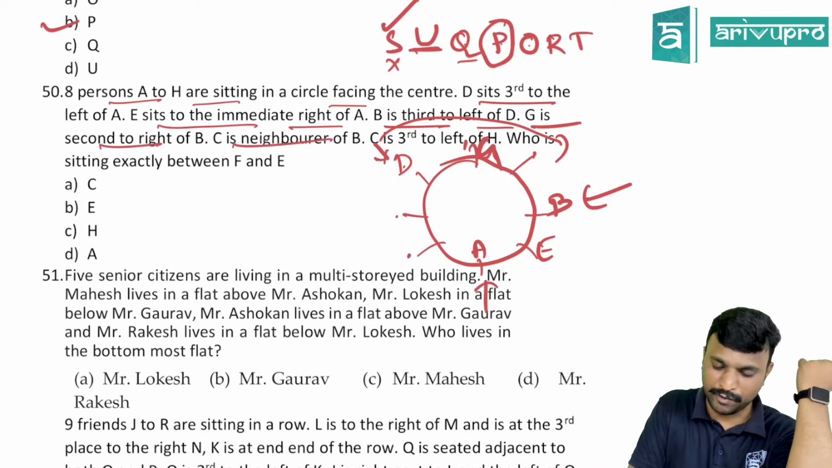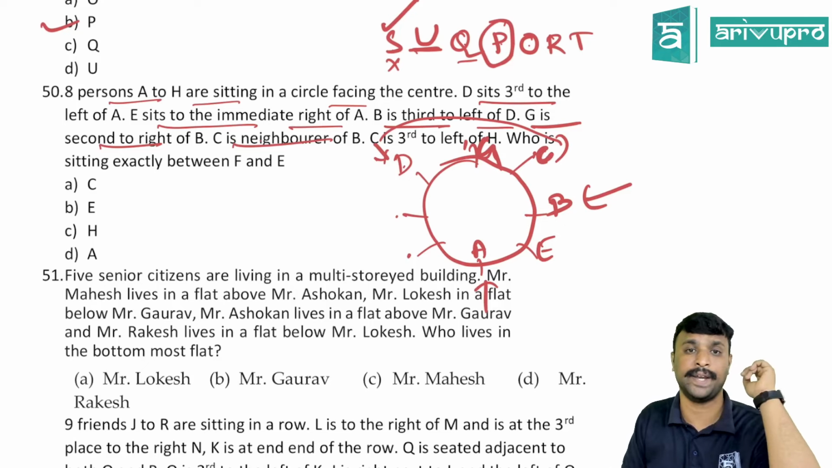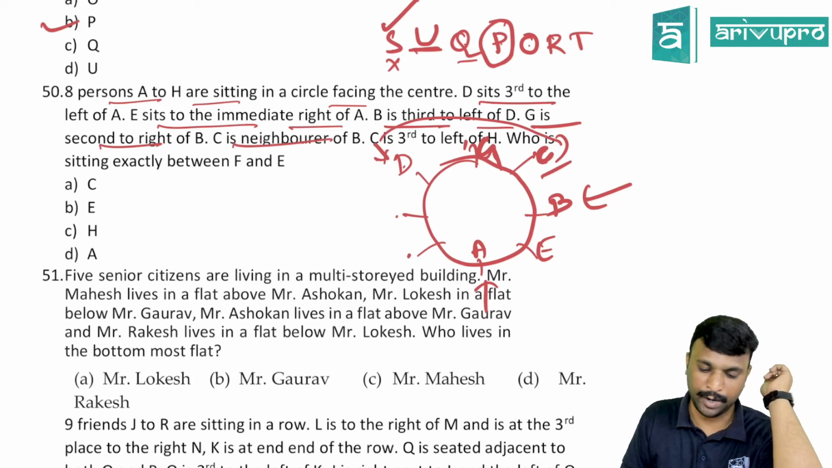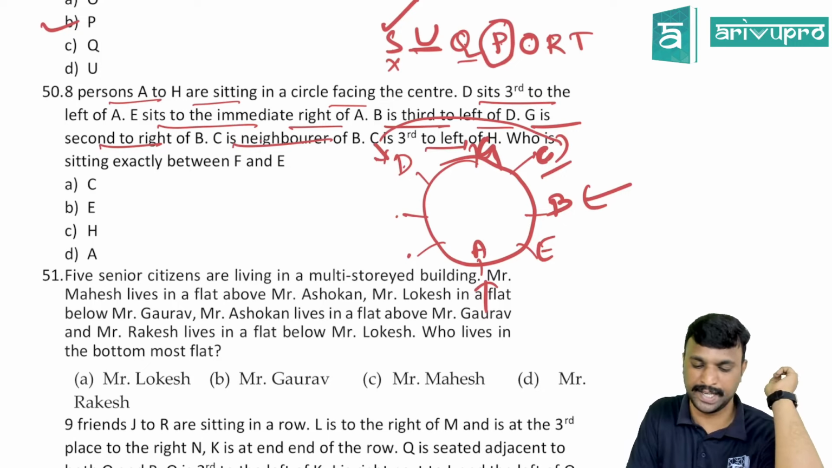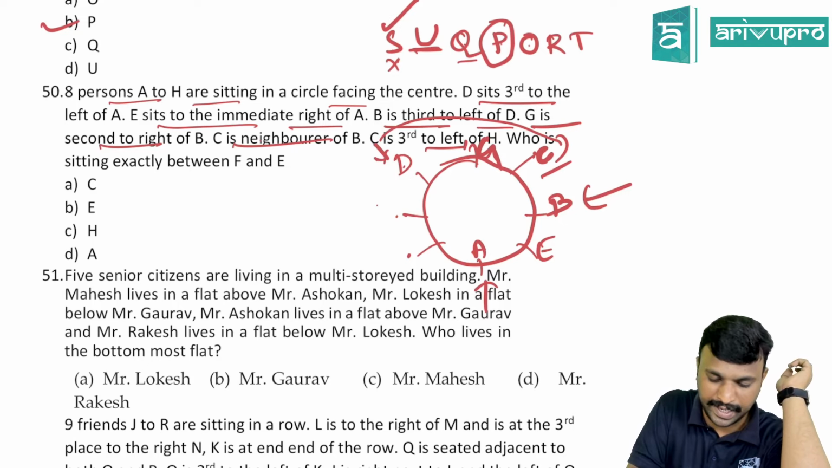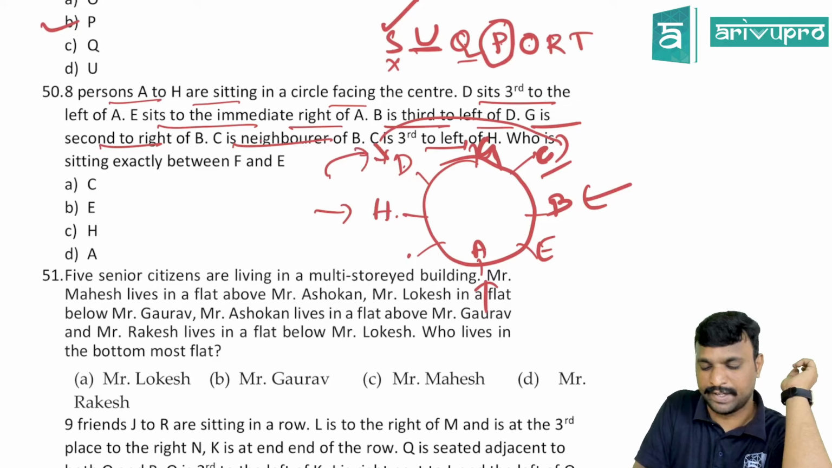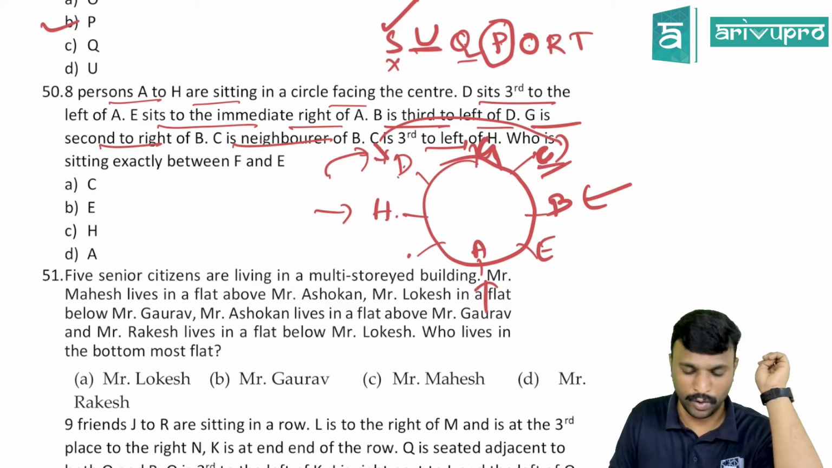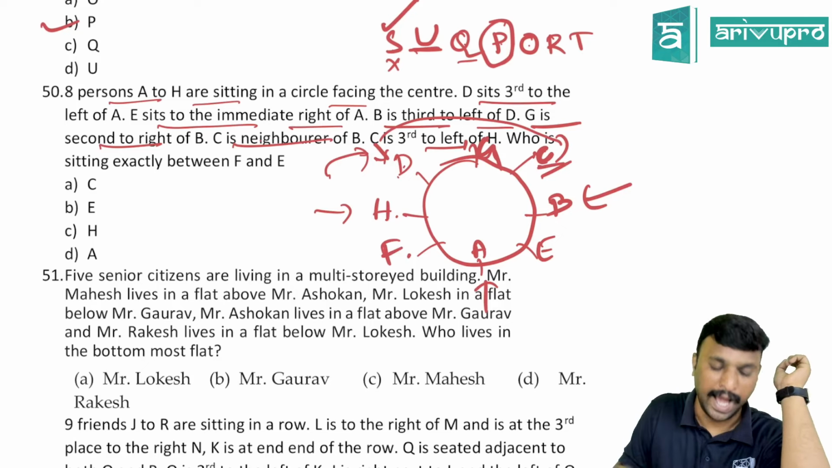C is a neighbor of B. The only position that is remaining where C could be a neighbor is this position, and only two more positions. C is third left of H. Definitely H should be here. You can see this side is left of H: first left, second left, third left is C. The only person remaining is F.